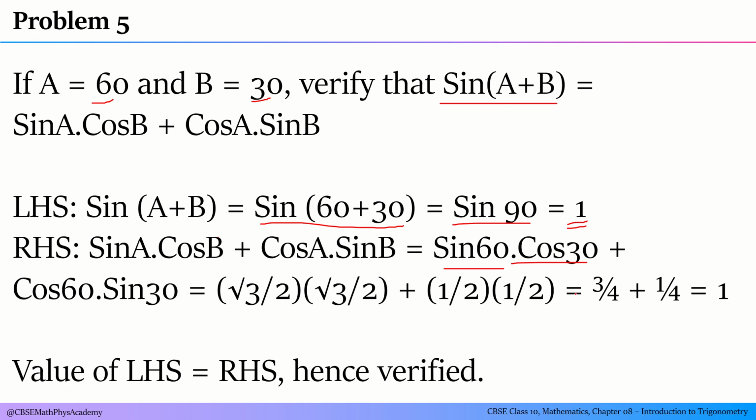You substitute that. On multiplication, root 3 by 2 times root 3 by 2 becomes 3 by 4 and half into half becomes 1 by 4. 3 by 4 plus 1 by 4 is equal to 1. This 1 is equal to this 1, which means left hand side is equal to right hand side. Hence the equation is verified.